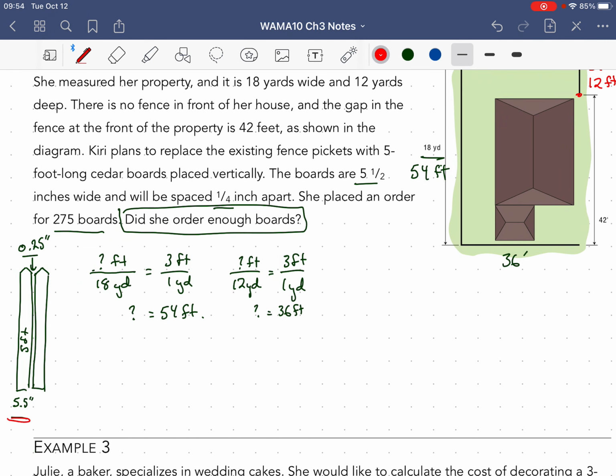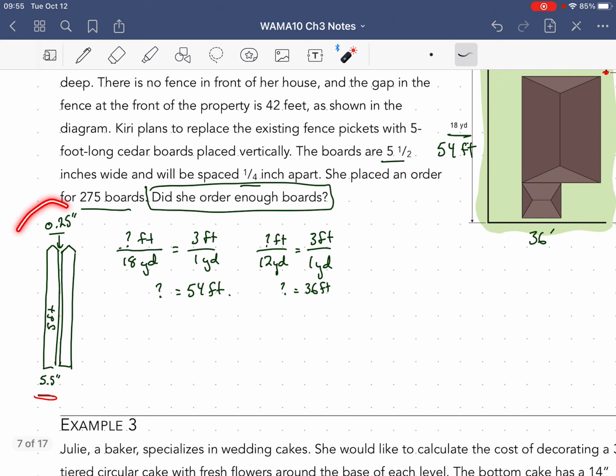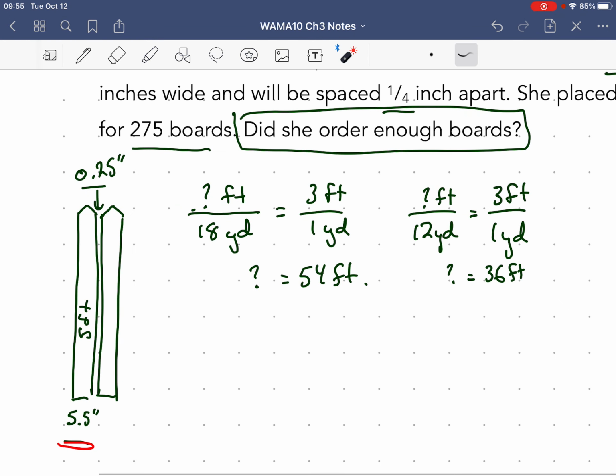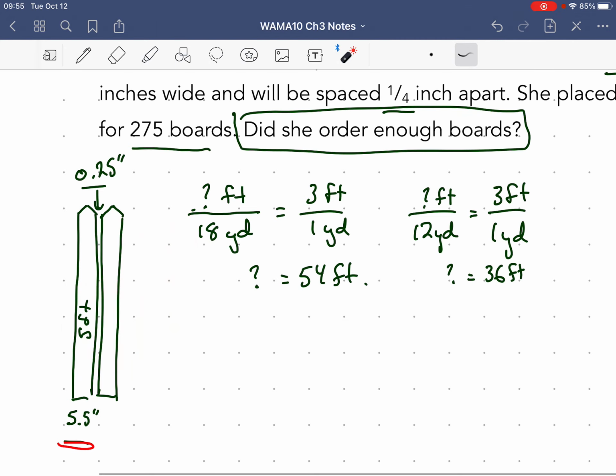Okay, now our board's width is measured in inches. So we can either convert these inches into feet, or we can convert all of these feet into inches. Let's convert our board into feet. So first off, let's look. This 5 feet long, this is unnecessary for the question because the boards are going this way. Right, we're going to have another board here, and then another board here. And we're going to keep the boards going this way. So this 5 feet's not going to change.